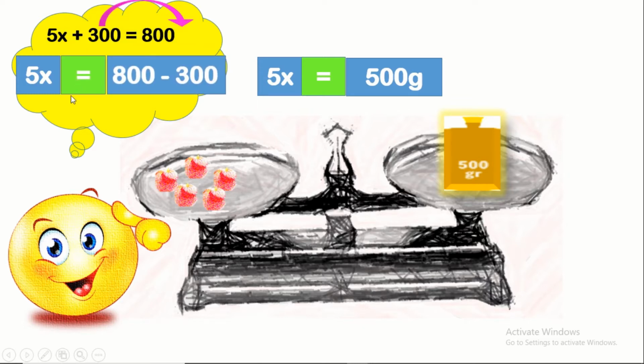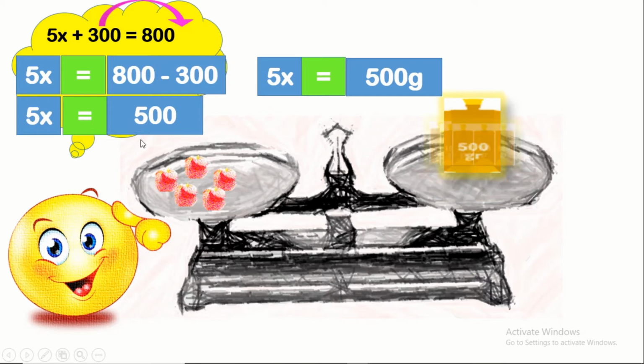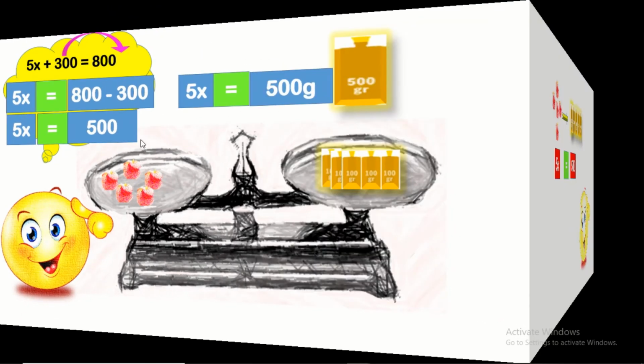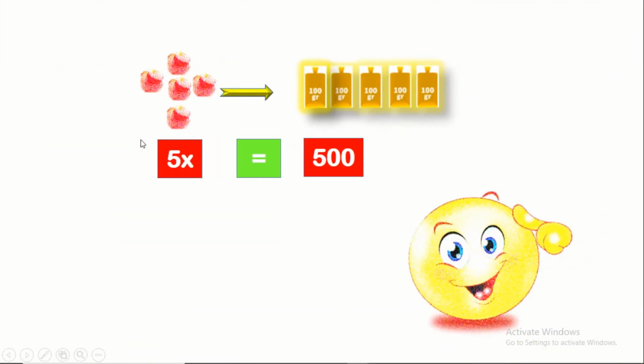So in this case, 5x will be equal to 800 minus 300. Plus 300 will become minus 300 when we move it to the other side. So we can have that 5x is equal to 500. Well, what's 5x? 5x, isn't it representing the masses of the 5 apples? 500, isn't it equal to 5 masses each of 100?